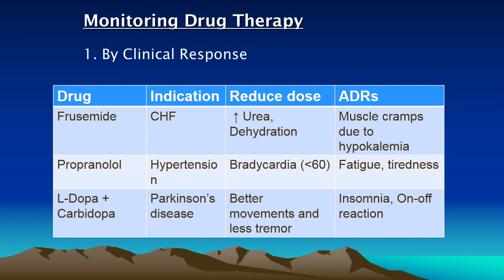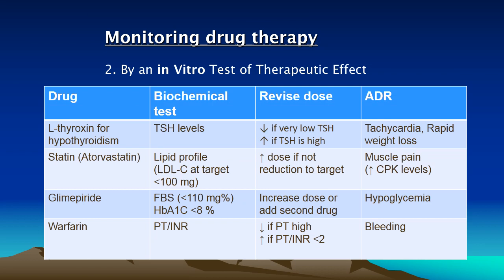Now, furosemide, propranolol, levodopa, carbidopa, all can be monitored by clinical examination and usually do not require drug levels, whereas levothyroxine, atorvastatin, glimepiride, warfarin are the examples where blood tests will be sufficient, not the drug levels, but the other tests which help. For example, TSH levels will be reduced when thyroxine is given in a patient with hypothyroidism.